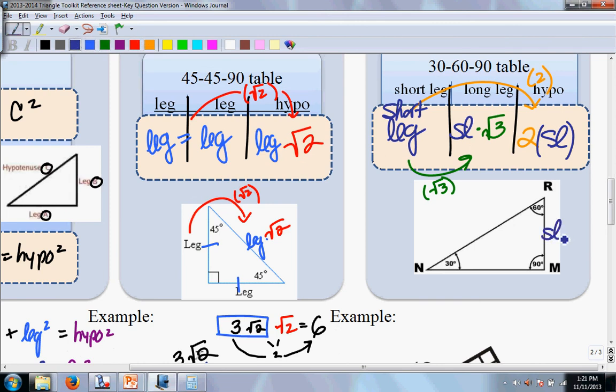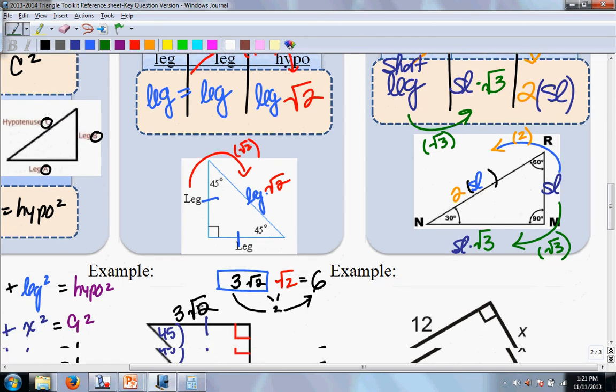So for here, the short leg, to get to the hypo, we times by 2. So this is 2 times the short leg is, well, whoops, wrong way, that's not the hypo. This is the hypo. So you times by 2, so our hypo is always going to be 2 times the short leg. And our long leg is always the short leg times root 3. That's your 30, 60, 90 pattern.